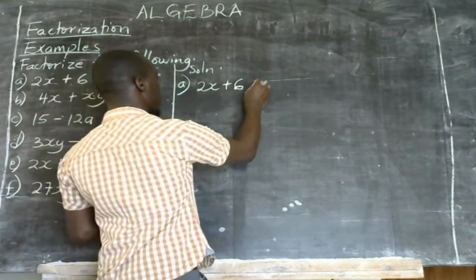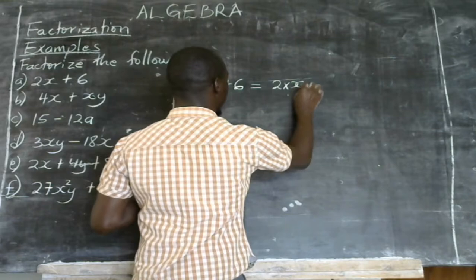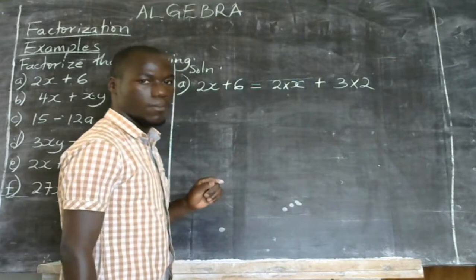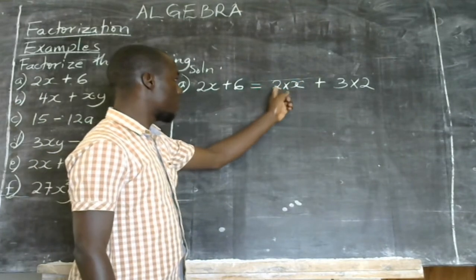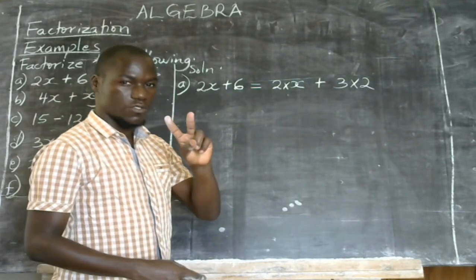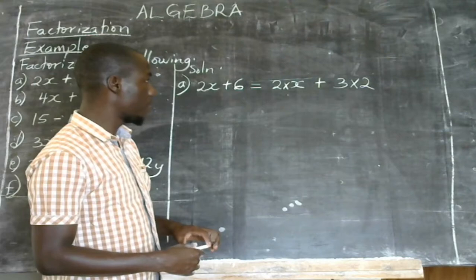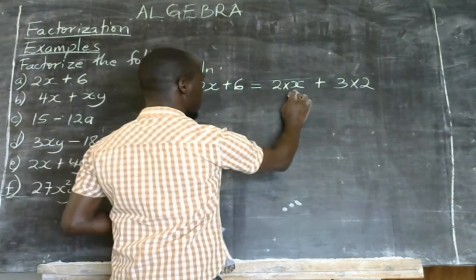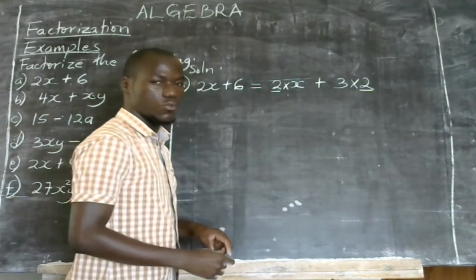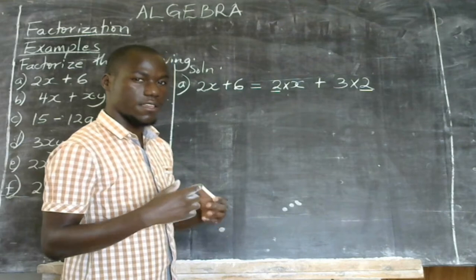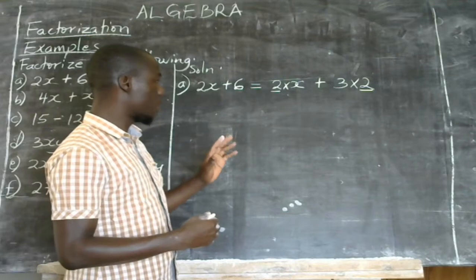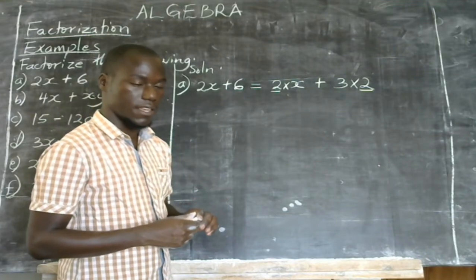someone can rewrite this as 2 times x, then plus 3 times 2. These are two terms, that is the 2x, and then the other one, which is a 6. So in those two terms, there is a common factor. You can see in the first term there is a 2, and in the second term there is also a 2. So the 2 is the common factor, and it is the one that we are going to pull out and then create a bracket.